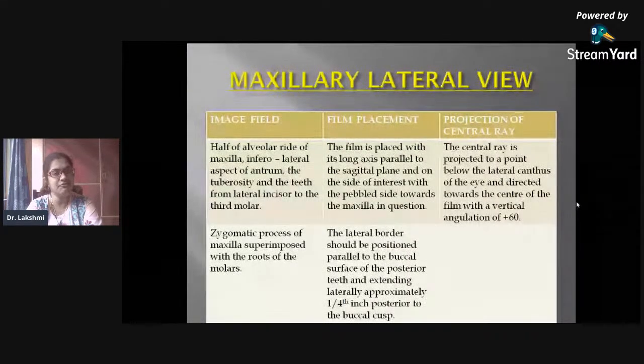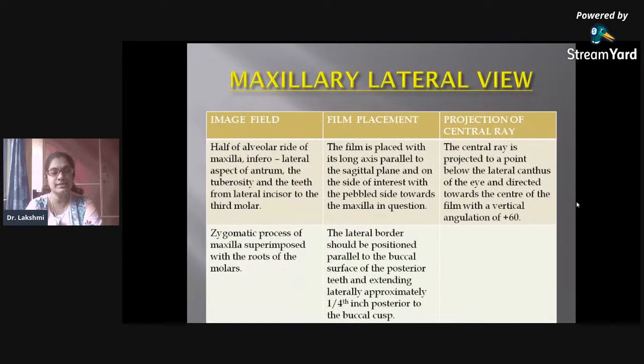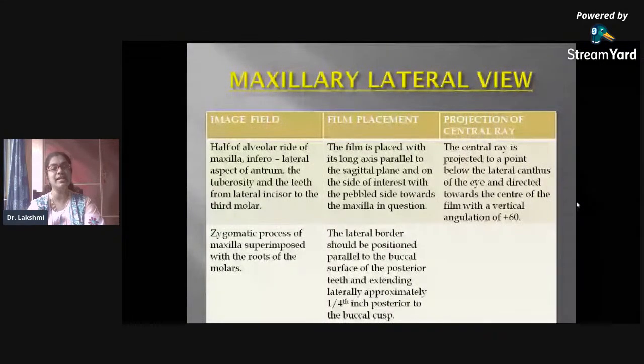Film placement: the film is placed with its long axis parallel to the sagittal plane and on the side of interest, with the pebbled side towards the maxilla in question. The lateral border should be positioned parallel to the buccal surface of the posterior teeth and extending laterally approximately 1/4 inch posterior to the buccal cusp. And projection of the central x-ray: the central x-ray is projected to a point below the lateral canthus of the eye and directed towards the center of the film with a vertical angulation of plus 60.